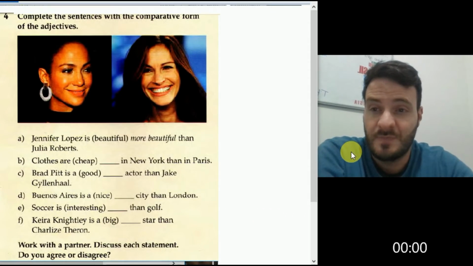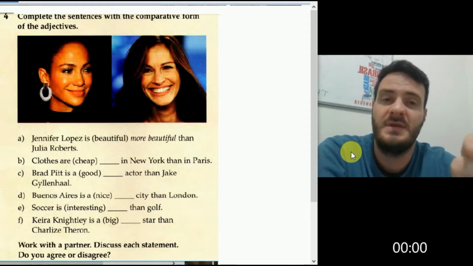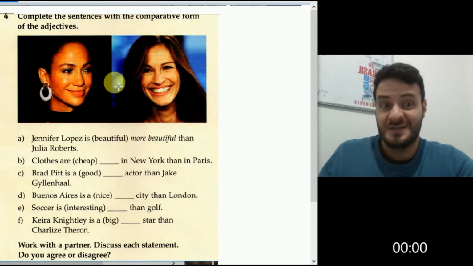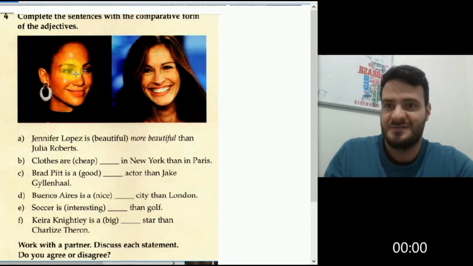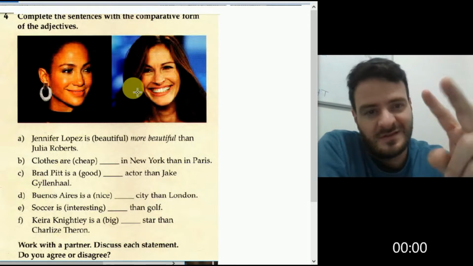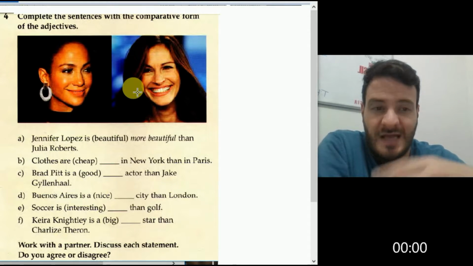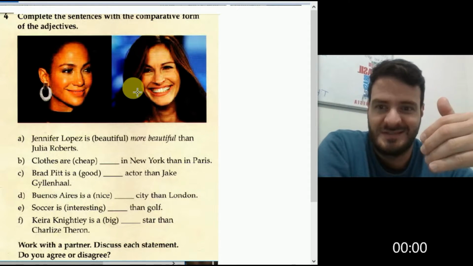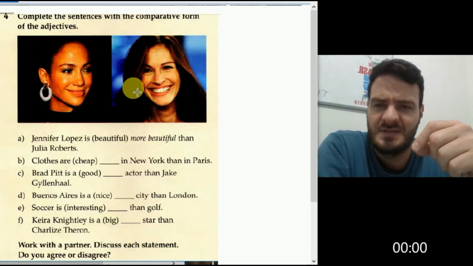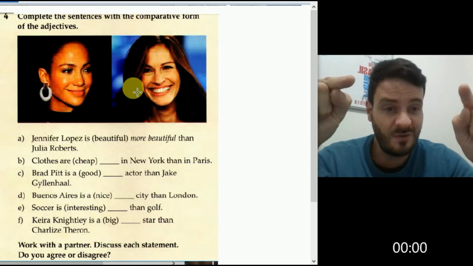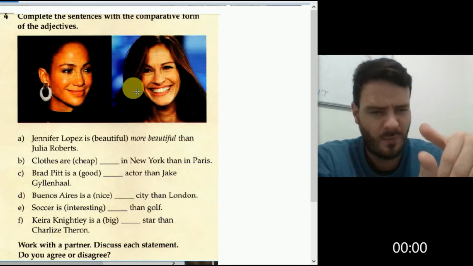Now this is a review about the comparisons and the comparative form and the adjectives. So let's check here. Here we have two very good actors, Jennifer Lopez and Julia Roberts, and we will compare these two actors. Jennifer Lopez is beautiful, right? But here, according to the exercise, Jennifer Lopez is more beautiful than Julia Roberts. Beautiful is a long adjective, and with a long adjective you use more.